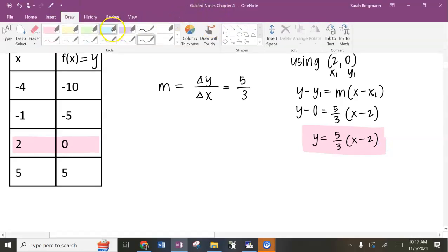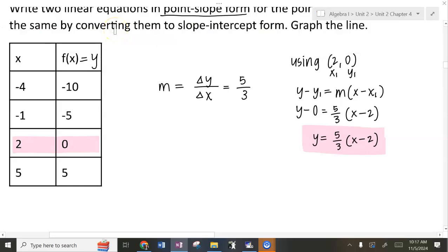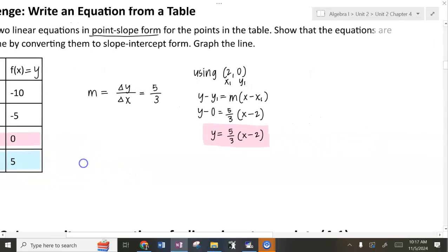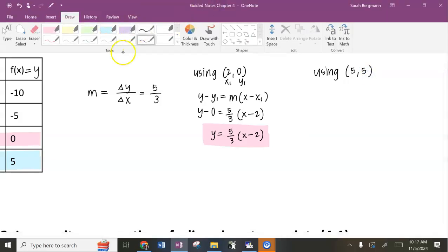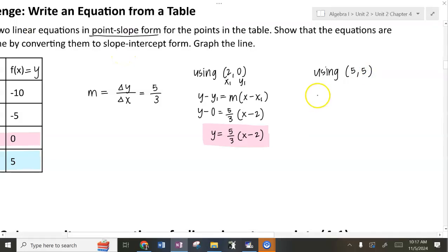They asked us to write two different equations though. So now let's pick another point. Let's say we wanted to use this point, 5, 5. So we'll do the same thing, now using the point 5, 5. You could have picked any of the points in the table. We just decided to use these two because I like how they were positive numbers and they looked easier to work with. Write down the formula for point-slope form of the linear equation.